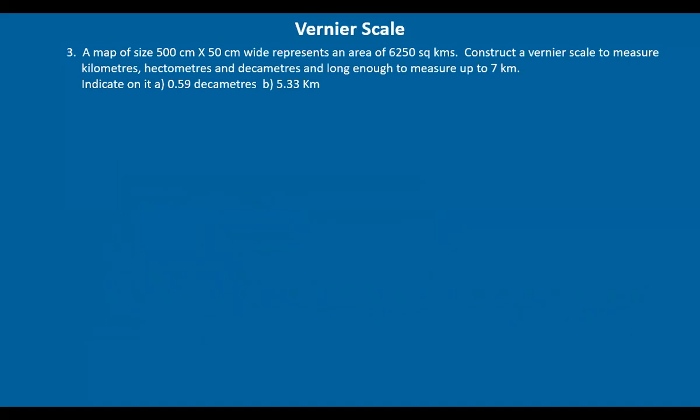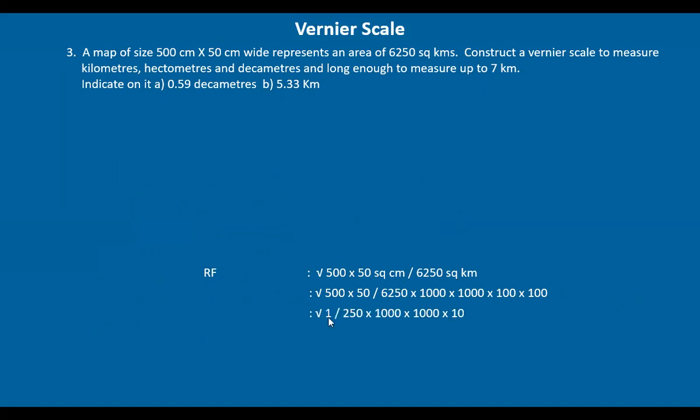Another one, here the areas are given. We need to calculate the RF, and we are asked to show kilometers, hectometers and decameters. The maximum length is given. Let us see how. Take the square root of the representing area and the original area. Convert them into the same units, square centimeters here, cancel the zeros, simplify it, and get the square root. We get this as RF.